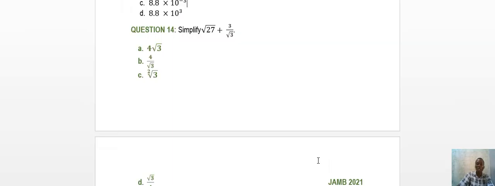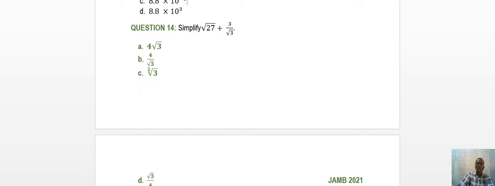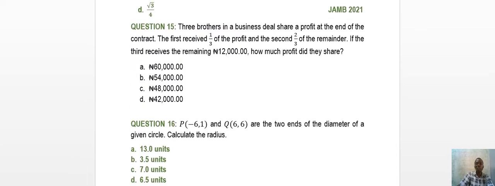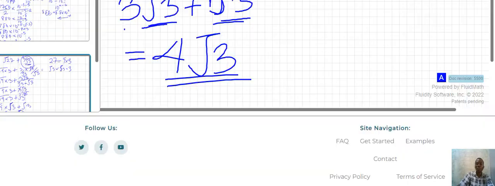Do we have the option there? Sure, we have the option. The best option is option A, and that is 4 root 3. So let's go straight to question number 15.